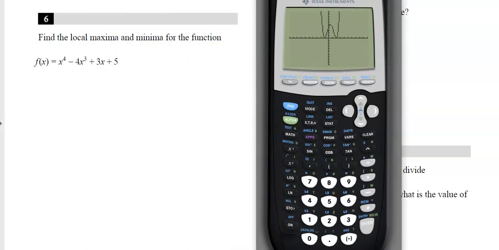Move him out of the way. Y equals. I can use the x to the 4. Let's just clear it out. It's probably faster than monkeying with it. X to the 4th minus 4x to the 3rd plus 3x. So we're missing an x squared term. Just notice that. And plus 5. And let's graph it.